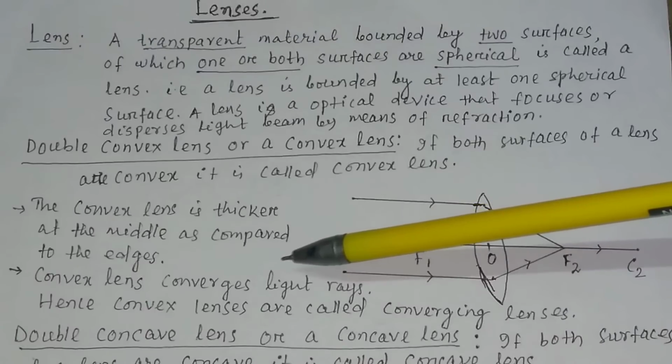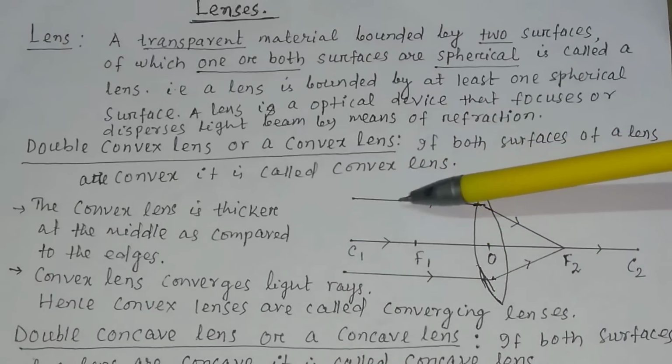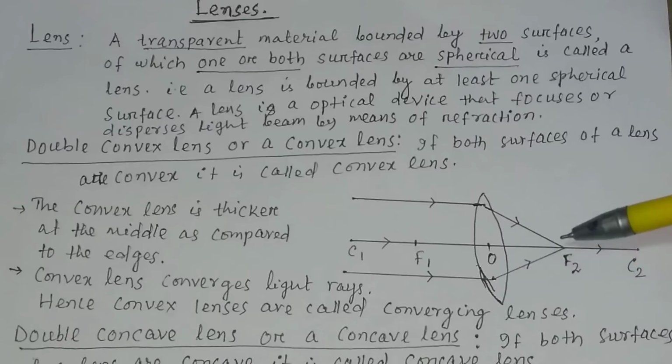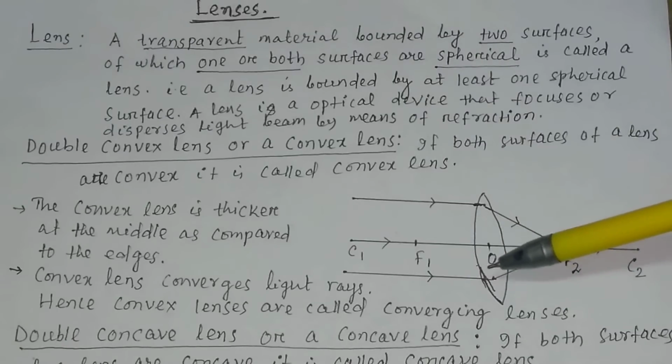A convex lens converges light rays. You see, the light rays are converged by a convex lens. Hence a convex lens is also called a converging lens.